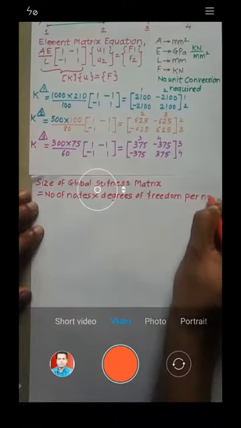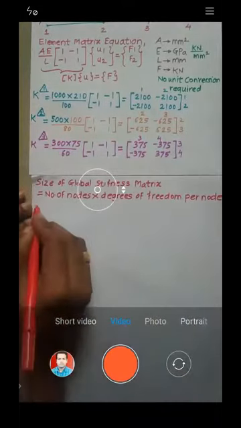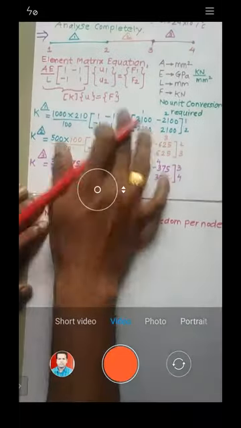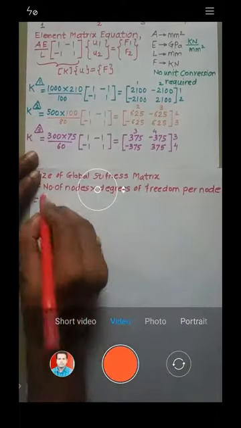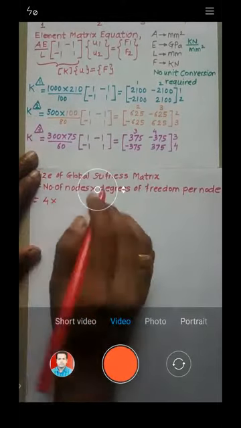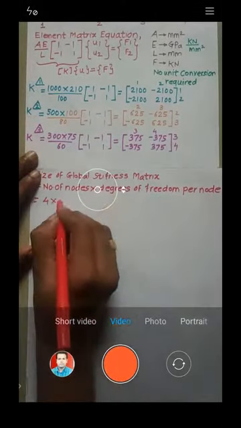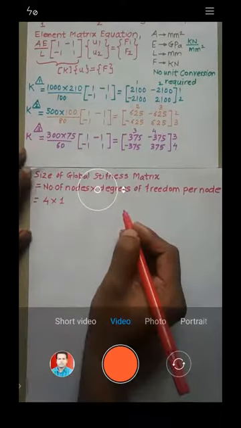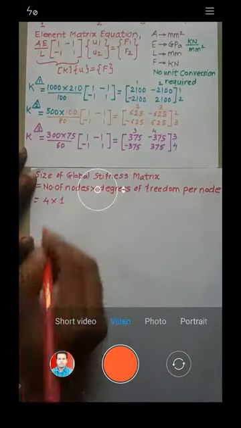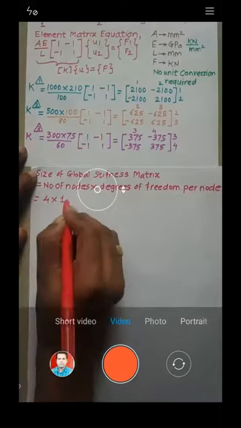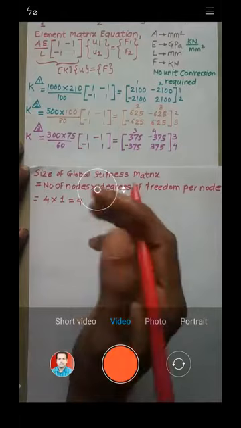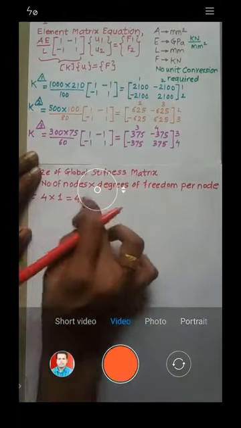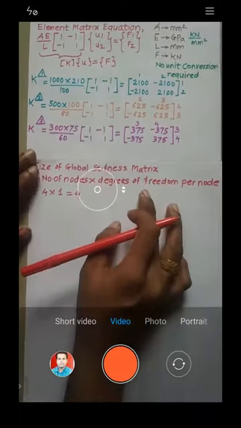See, if we look at this problem, we have these 4 nodes, and we have applied the force only in the x direction, right? So each node will move only in the x direction. That is a single direction, so 4 into 1 is 4. That's why the size of the global stiffness matrix will be 4 by 4.